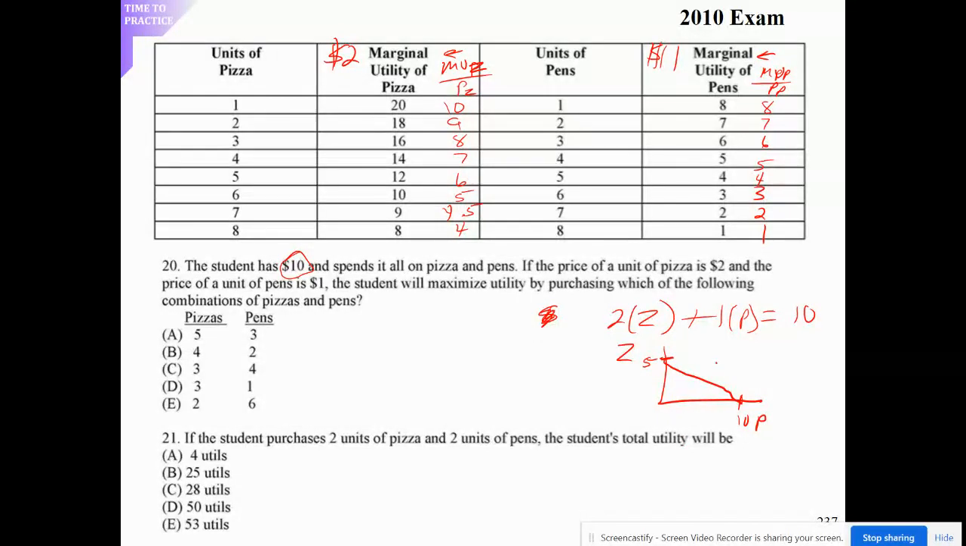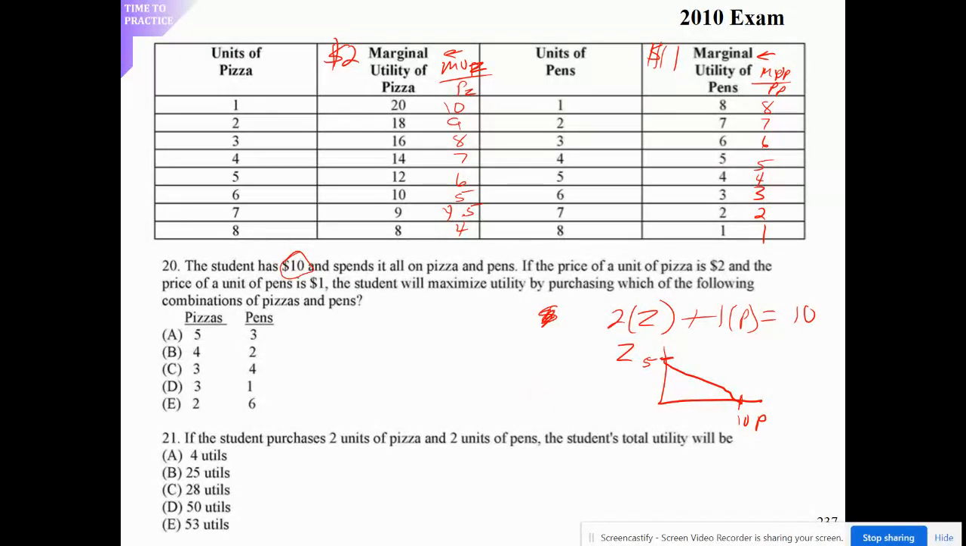So there are different combinations. If I buy one piece of pizza, that's $2, I can get 8 pens. If I buy 2 pieces of pizza, that's $4, so I can buy 6 pens. If I buy 3 pieces of pizza, that's $6, so I can only get 4 pens. I can buy 4 pieces of pizza, which is $8, and I can only buy 2 pens then. So those are the different combinations.